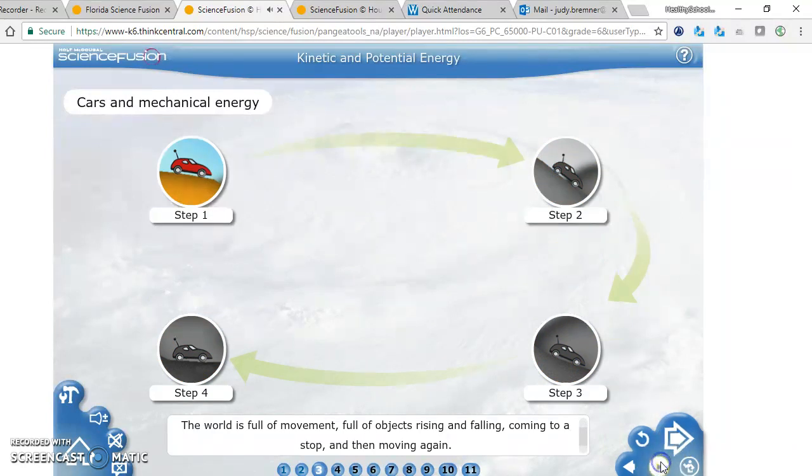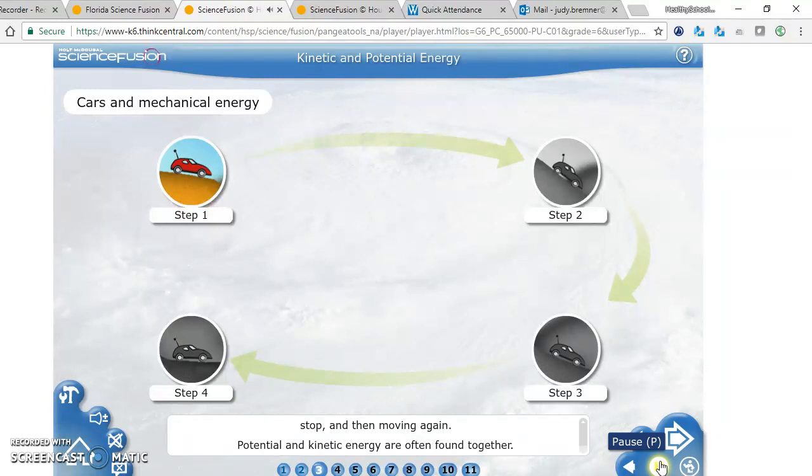The world is full of movement, full of objects rising and falling, coming to a stop, and then moving again. Potential and kinetic energy are often found together. When considering objects in motion around you, the combination of kinetic and potential energy is known as mechanical energy.